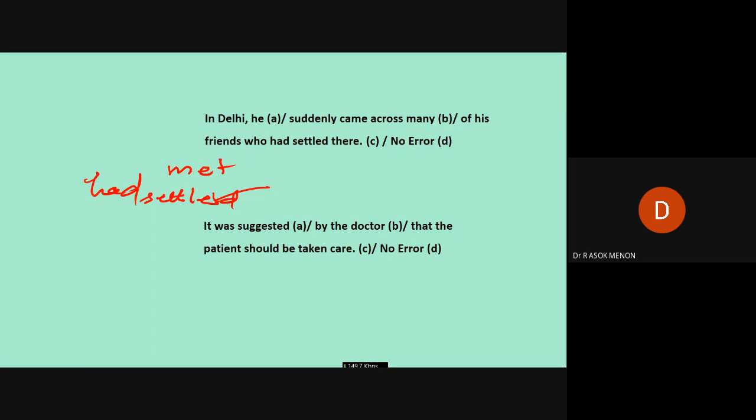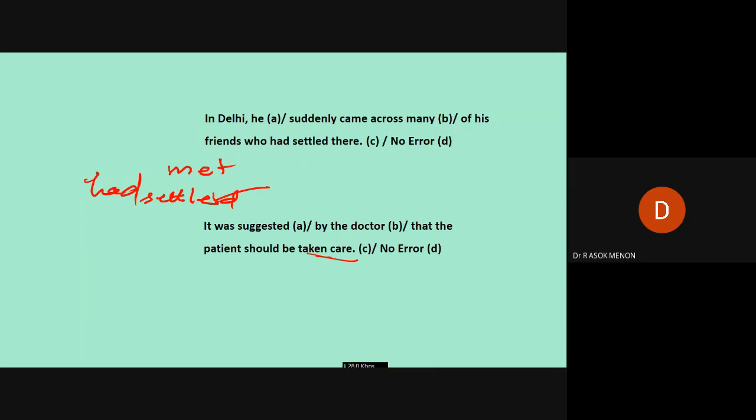Kishore says it is D, no error. Meher Advik says it is D. Sunil Chakravarti says it is C. Yes, actually, the answer is option C. This is the correct choice.